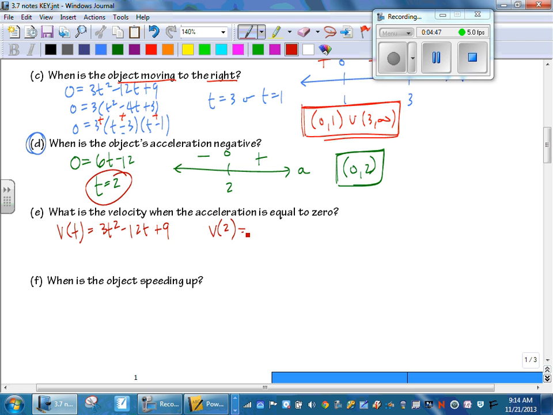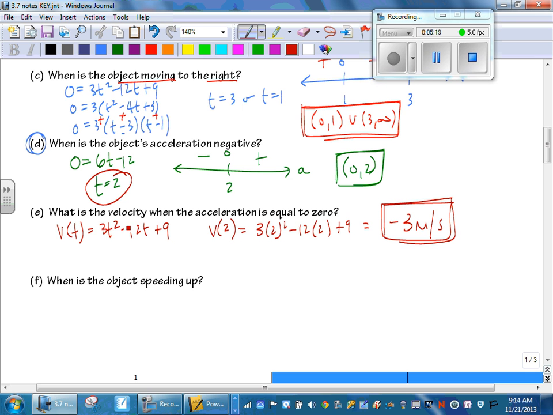So we're plugging 2 into our equation. 3 times 2 squared minus 12 times 2 plus 9. So we get 3 times 4 is 12, minus 24, negative 12, plus 9, we get negative 3. And this was in meters per second. The original problem told us that the position was measured in meters, time was measured in seconds. So this is negative 3 meters per second.